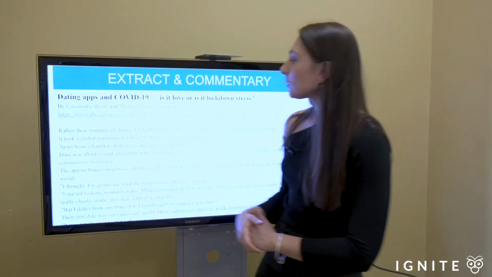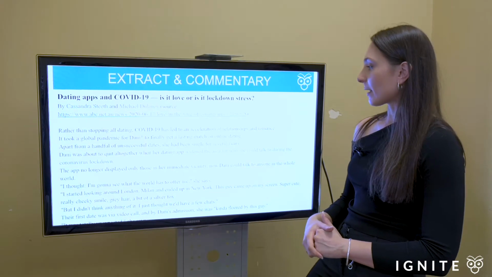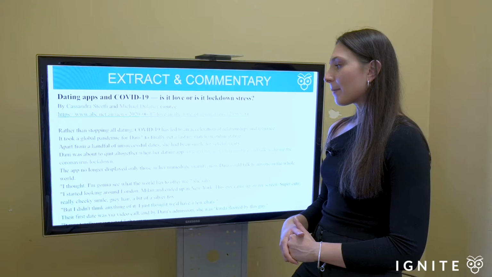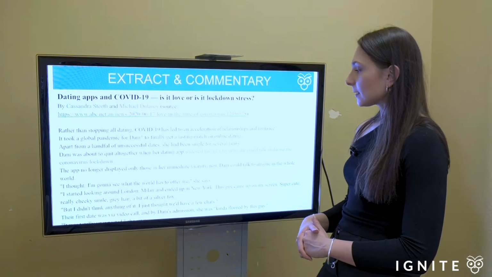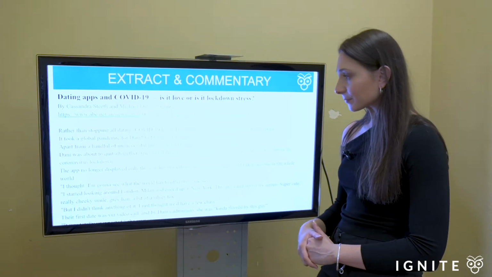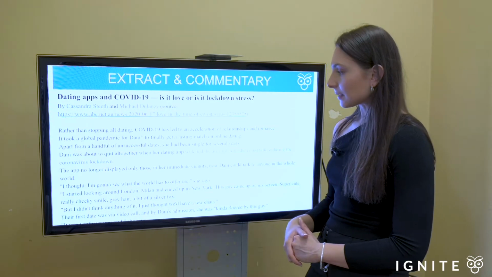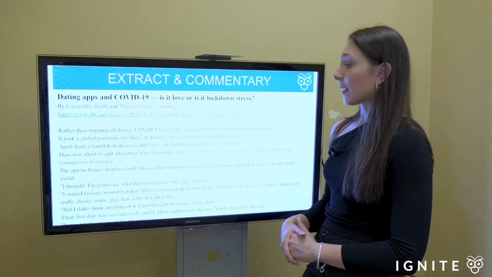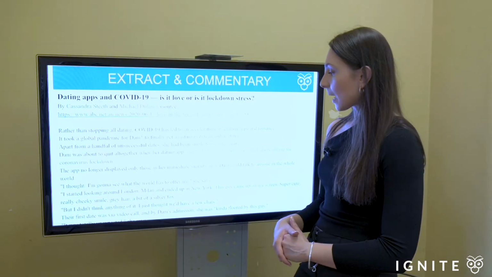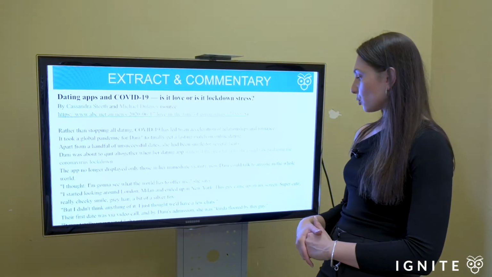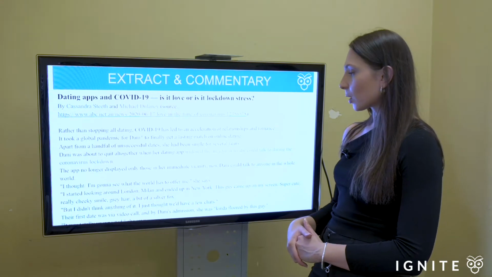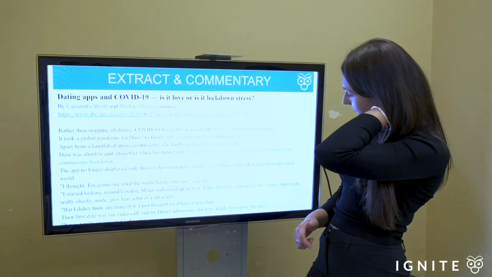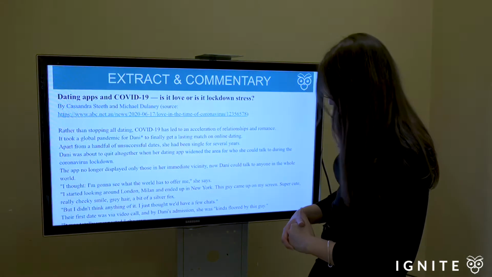Rather than stopping all dating, COVID-19 has led to an acceleration of relationships and romance. It took a global pandemic for Danny to finally get a lasting match on online dating. Apart from a handful of unsuccessful dates, she had been single for several years. Danny was about to quit altogether when her dating app widened the area for who she could talk to during the coronavirus lockdown. The app no longer displayed only those in her immediate vicinity. Now Danny could talk to anyone in the world.